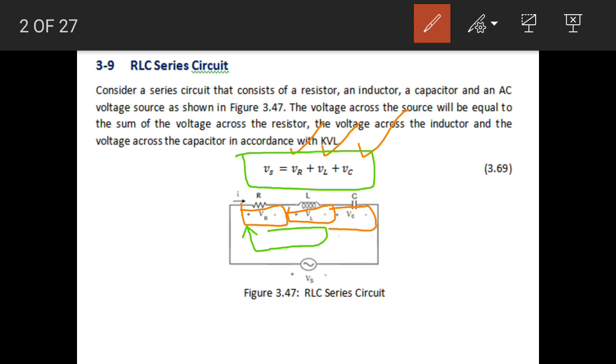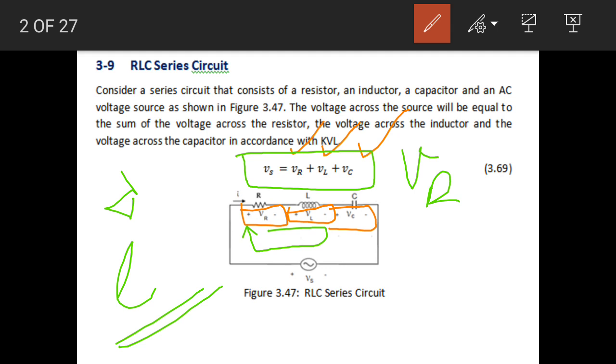We assume that the current in this series combination is known, and on the basis of this current we are going to find out the voltage across the resistor, the voltage across the inductor, and the voltage across the capacitor. We have already discussed the equation for the voltage across the resistor in the previous topics. Similarly, we have discussed the voltage across the inductor, and the voltage across the capacitor in the previous topics as well.